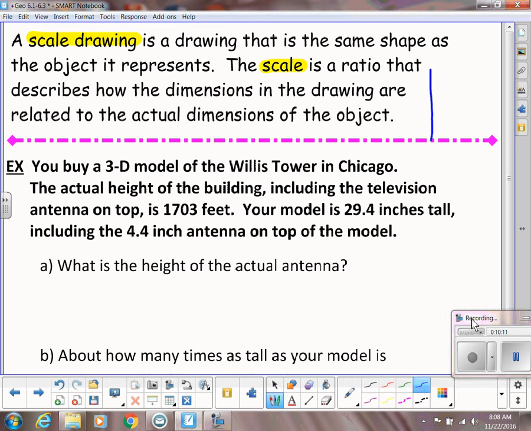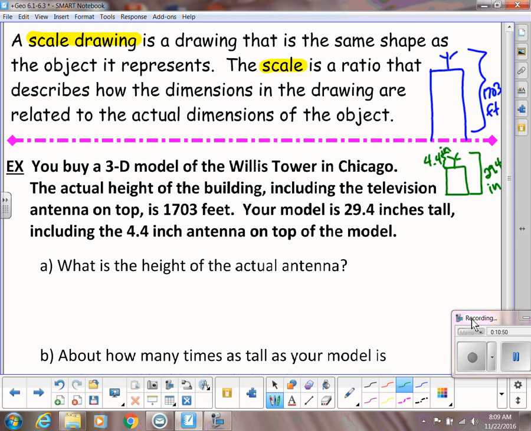So I'm going to draw the Willis building, and it has a TV antenna on top. All of that we know is 1703 feet. But we're going to make a model, and our model, the green is the model, is 29.4 inches tall, including the antenna. And then this part right here is 4.4 inches.